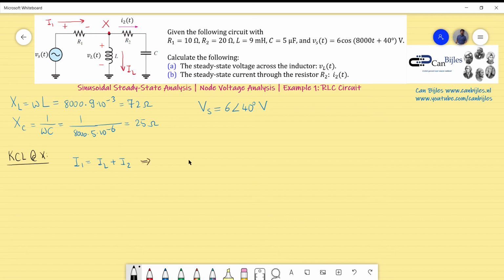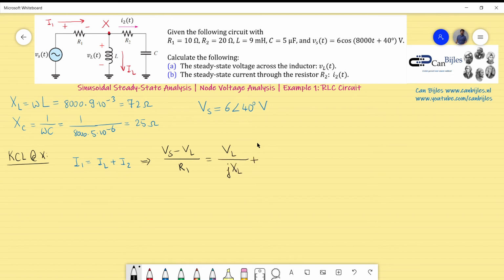So if you now unpack this expression, I1 is this voltage Vs, which is already given here, minus the voltage at point X, which is actually VL, divided by R1. So I have the following: Vs minus VL divided by R1, which is I1, is equal to this current, which is the voltage at this point, this is VL, divided by its impedance, so the reactance in this case, and that is j times XL. So I have VL divided by j times XL.